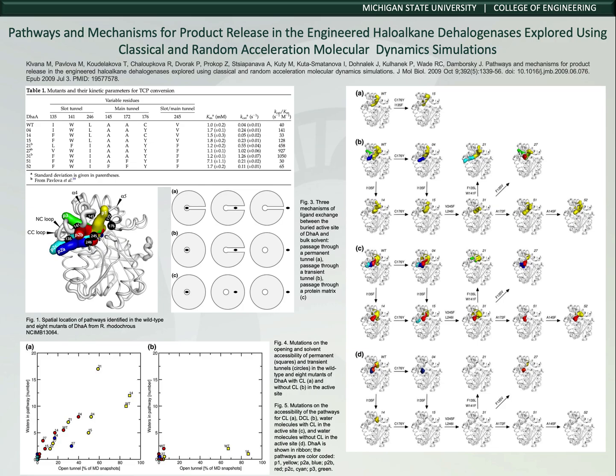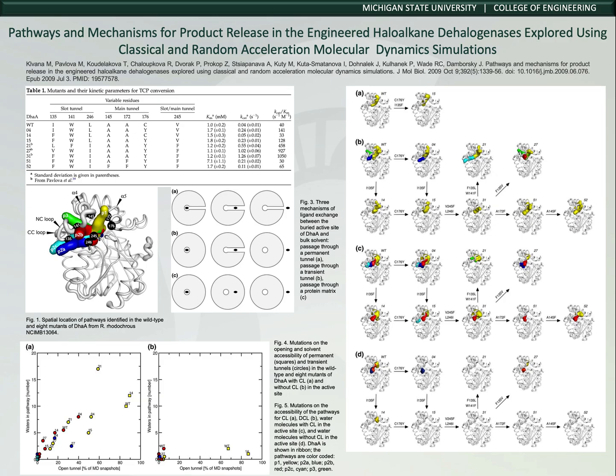The mechanisms being the passage through a permanent tunnel, a passage through a transient tunnel, and then passage through the protein matrix. So the first pathway, P1, is the main tunnel in DHAA, formed by the 2 helices of the cap domain, alpha 4 and alpha 5, and 2 loops. P1 was open for only the wild type and mutant 14, and it widened during passage of DCl, Cl, and water molecules.